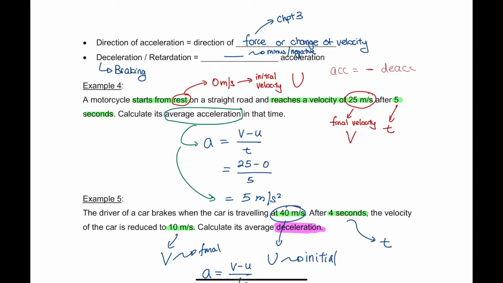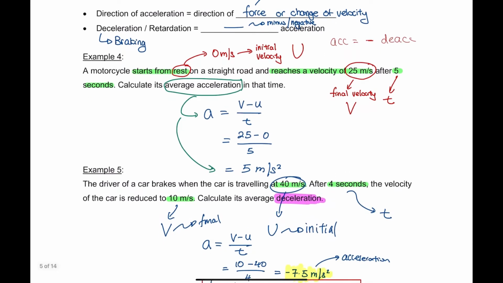So we know that acceleration is equal to negative deceleration. That's mainly it. Example 4: the keyword is start. Start means I'm starting from rest, so my initial velocity is 0 meter per second. And the word reach is very important: I reach a velocity of 25 meters per second, which means that is my final velocity. The time it takes is just 5 seconds.